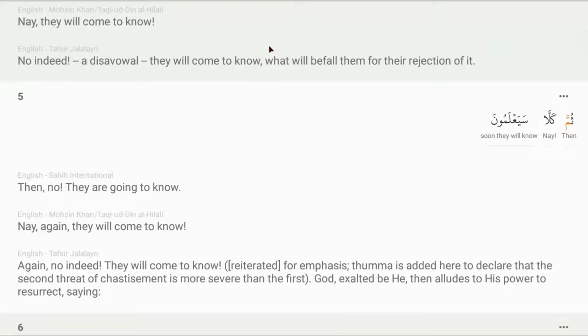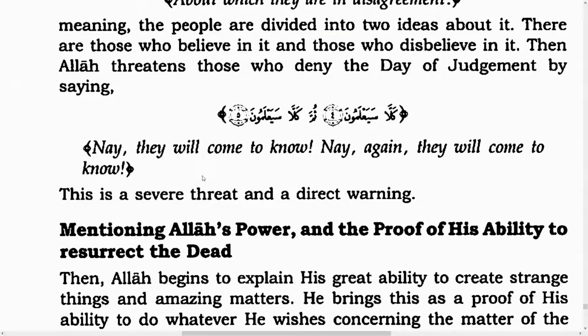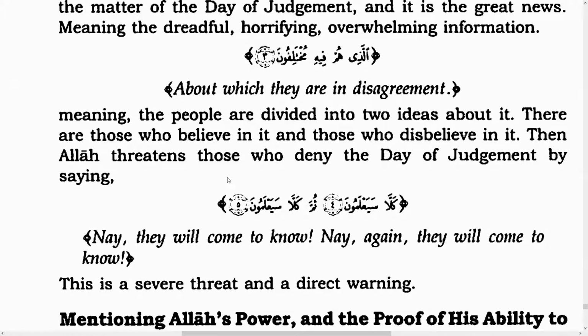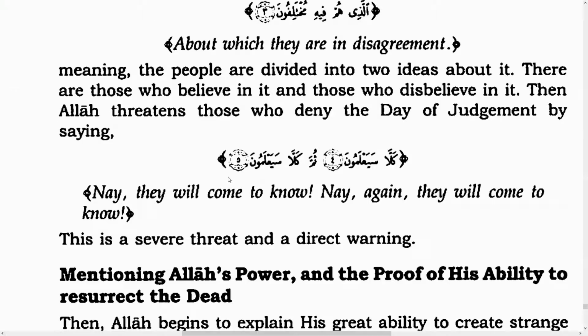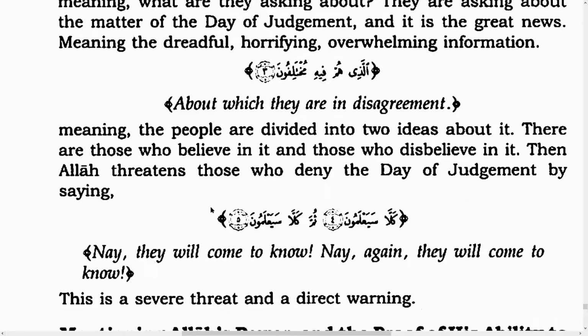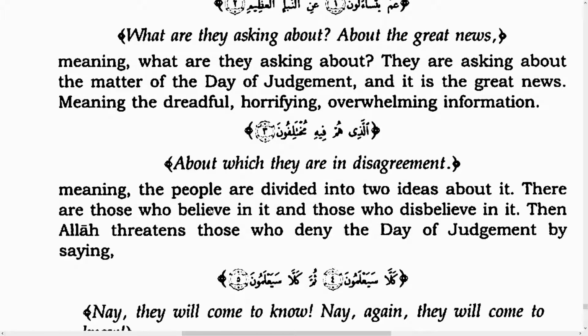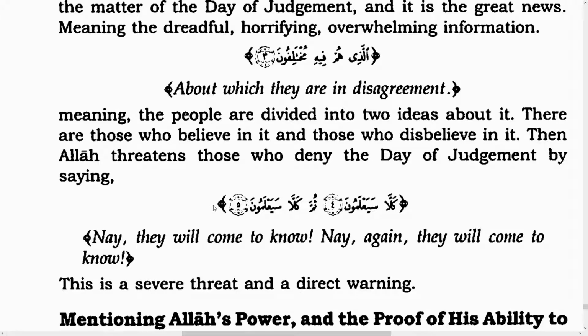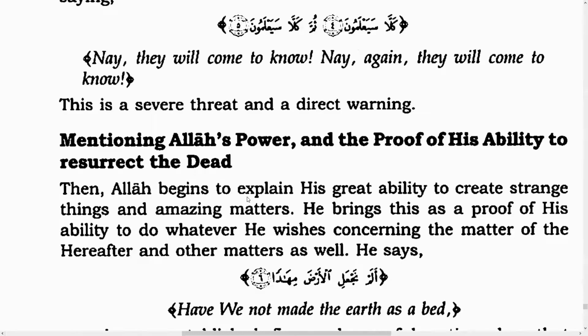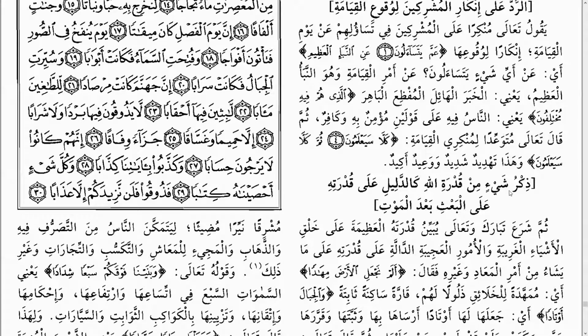So Allah subhanahu wa ta'ala then talks, after these five verses, about His power, mentioning Allah's power and proof of His ability to resurrect the dead. Now, people might be questioning, okay, fine, there's a day of judgment, but they may be in disbelief. So Allah brings some proofs to show His power, from the qudra, the ability of Allah subhanahu wa ta'ala.